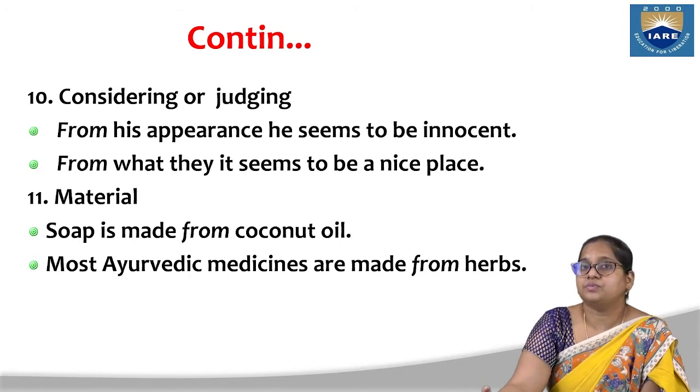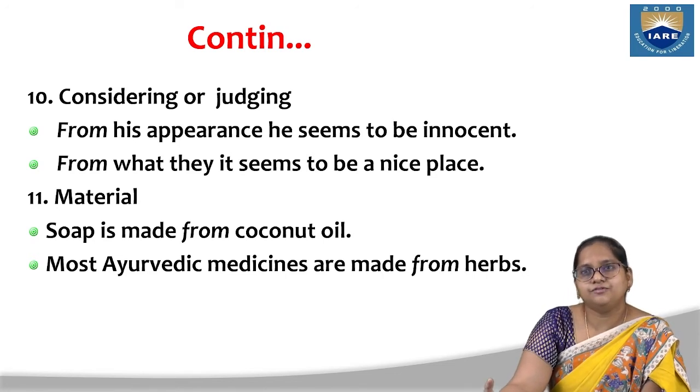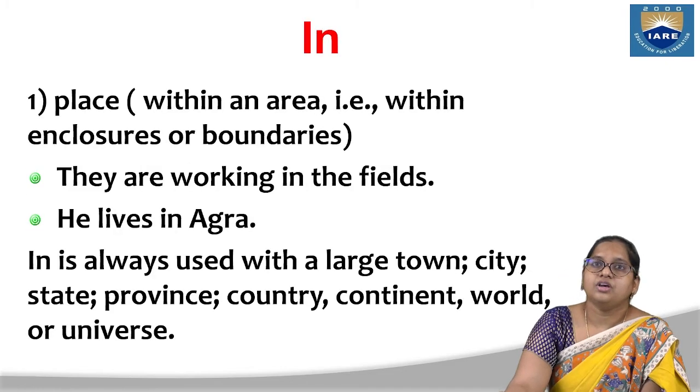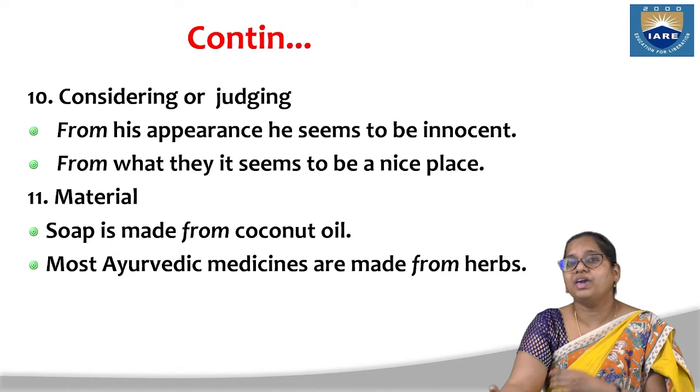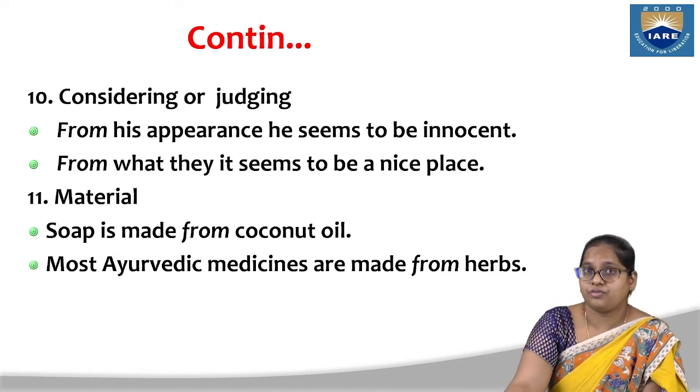Also, you can use this preposition when you are referring to material. For example, soap is made from coconut oil. So when you are referring to the production of something, the materials, it is from sunflower oil, it is from coconut oil. Most Ayurvedic medicines are made from herbs. So now we have seen various contexts where you can use this preposition from, right?